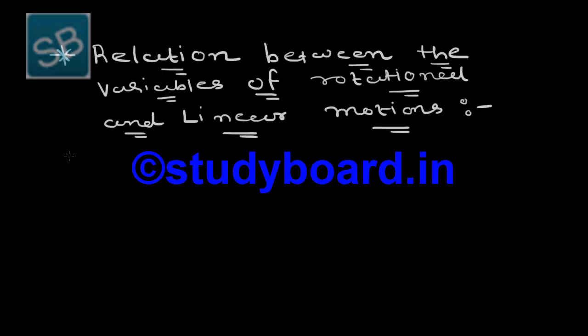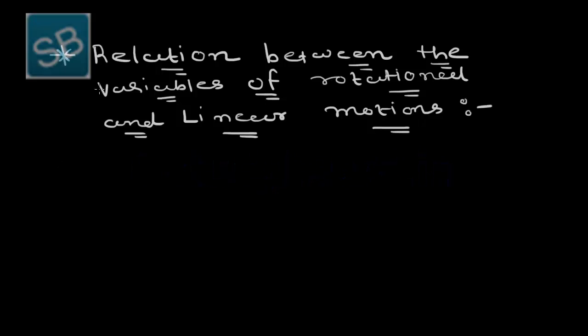So now we are going to obtain the relation between two branches of physics. The first one is linear mechanics and the other one is rotational mechanics. First of all, the quantity which I am going to understand here is the displacement, which you have understood in linear motion. In rotational motion, it is known as the angular displacement.